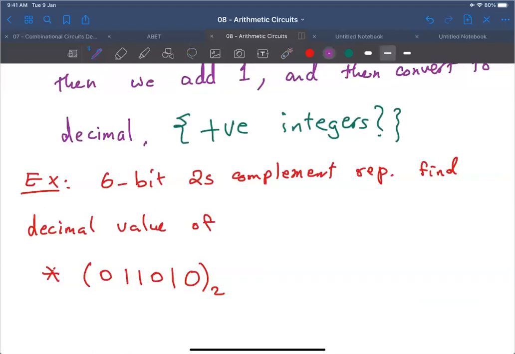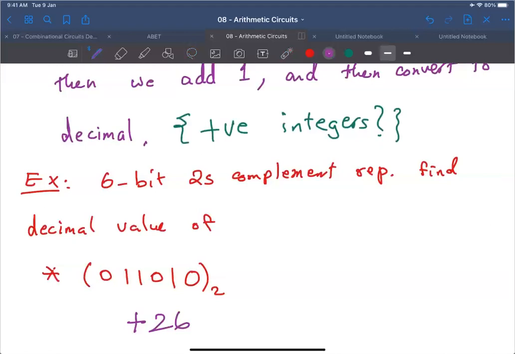We just convert them directly to decimal. That's it, regardless of the representation. So if you find out that the number is positive, it doesn't need special treatment. You just convert it to decimal and put a plus sign in front of it. That's the value of the number. So this number is nothing but 10 plus 16, which is plus 26.